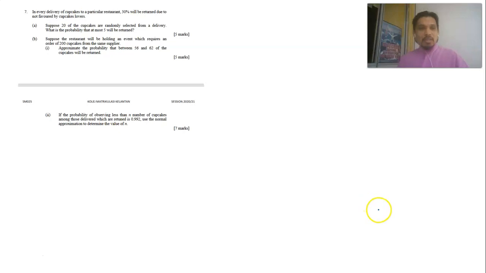Okay, next question, the last final question here is question 7. In every delivery of cupcakes to a particular restaurant, 30% will be returned due to not being favored by cupcake lovers. So suppose 20 of the cupcakes are randomly selected for delivery, what is the probability that at most 5 will be returned?